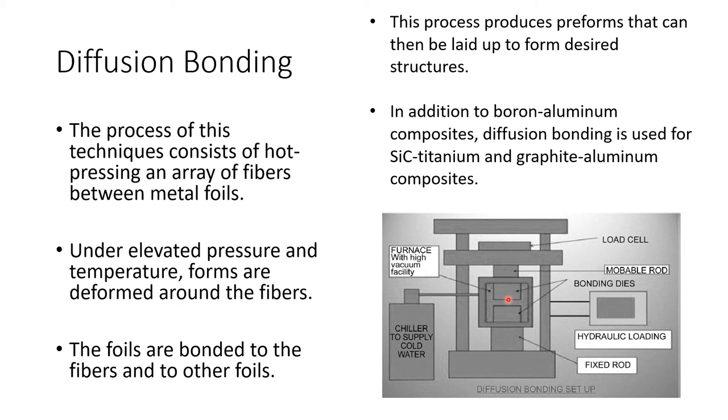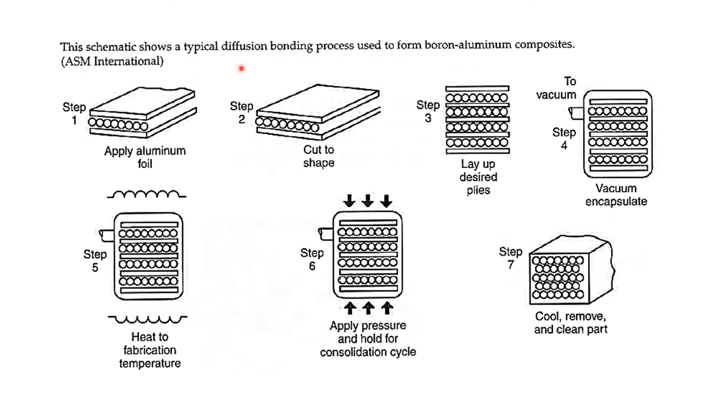Here is just a general diffusion bonding setup so you can see what it looks like. And here is your furnace. These are your bonding die right there, the die cavity right there. And this is your hydraulic loading, that's just a cell. Here is your water supply, the cold one, to control the temperature.